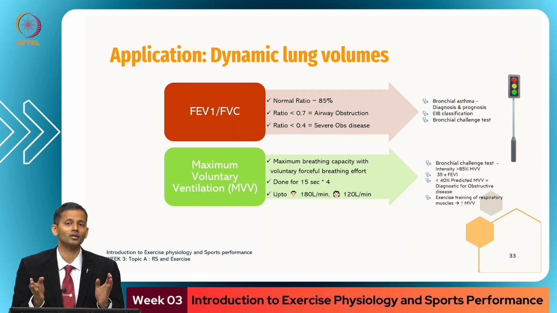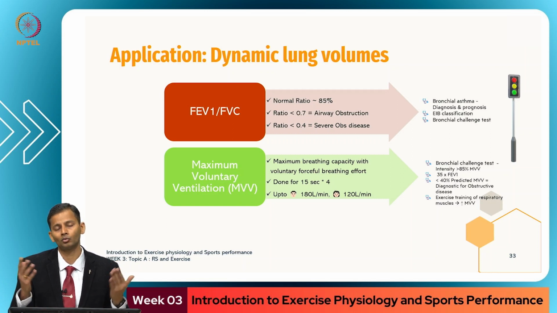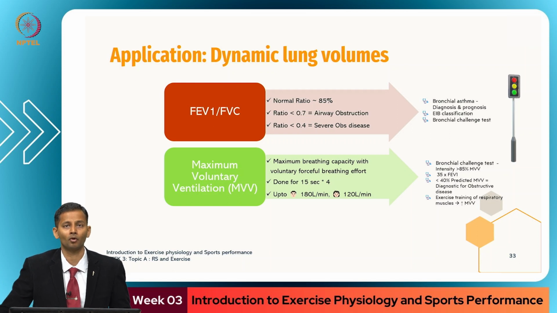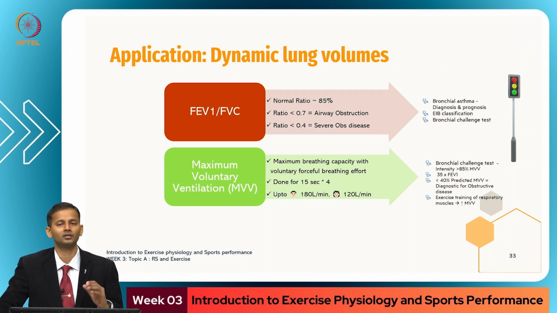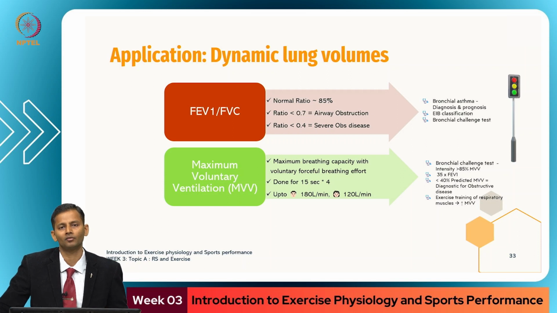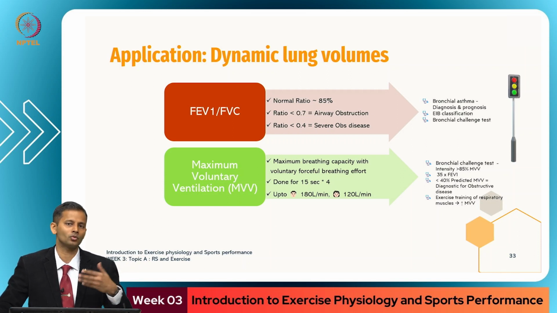In elite athletes, it can reach up to a level of 180 to 200 liters per minute. That's the kind of maximum voluntary ventilation an individual is capable of reaching. In females, it can go up to 120 liters per minute. The importance is that in the bronchial challenge test, this is an important criterion wherein we have to reach at least a certain level. This can easily be calculated using the FEV1 which I had mentioned earlier.